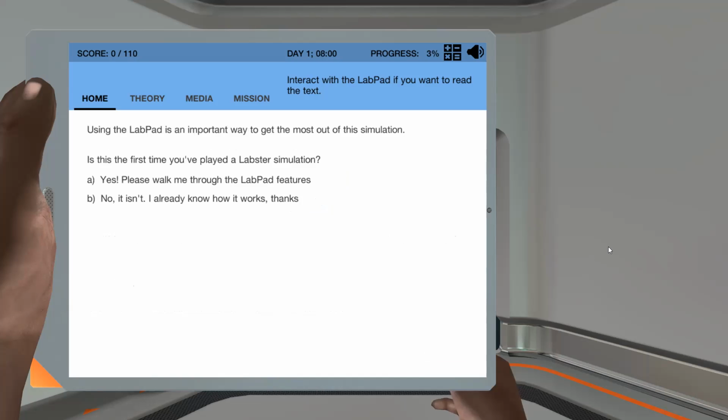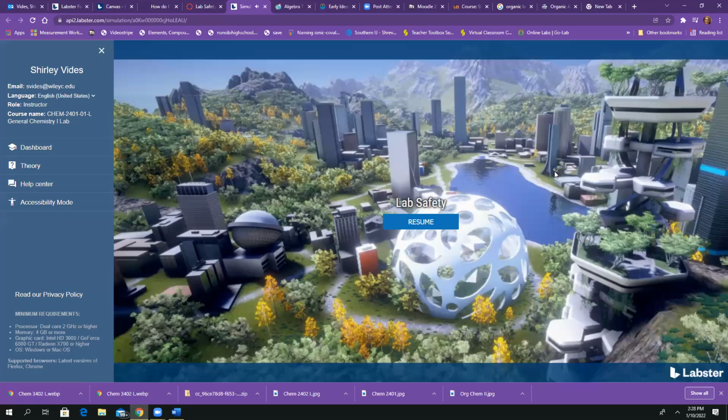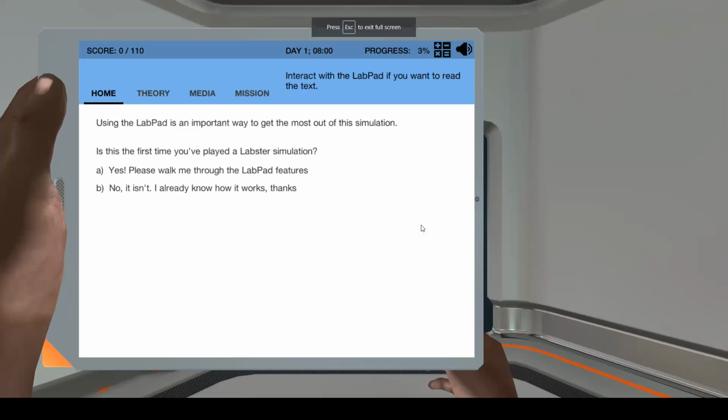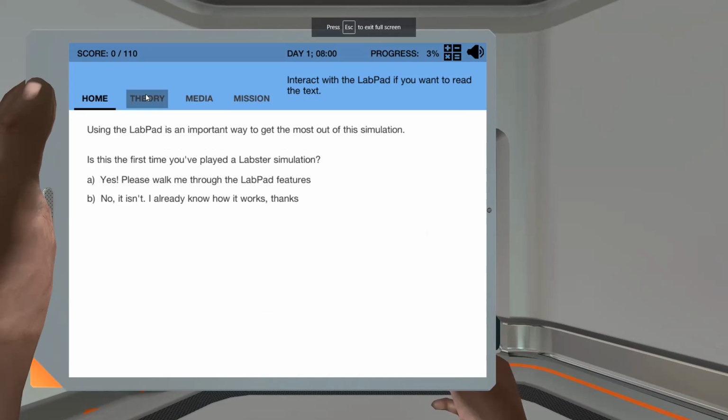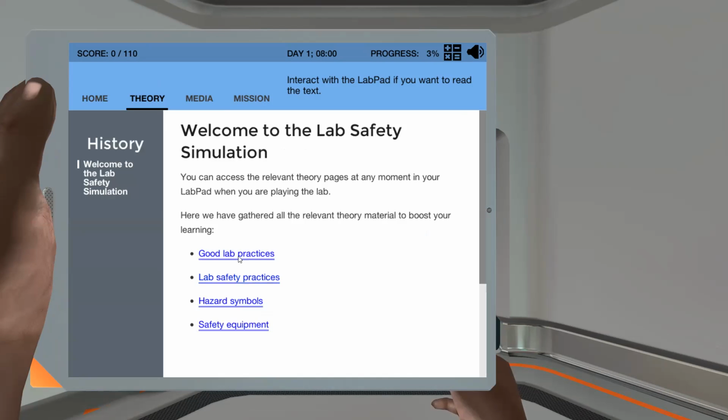Is this the first time you've played a Labster simulation? If you say yes, then it'll show you how to use it and all that. But I'm not going to sit here and do this one. I just wanted you to see that it does work. It's very straightforward. And the good thing about the lab pad is that you have theory. See, good lab practices, lab safety, hazard symbols, safety equipment. All of that's here for you.